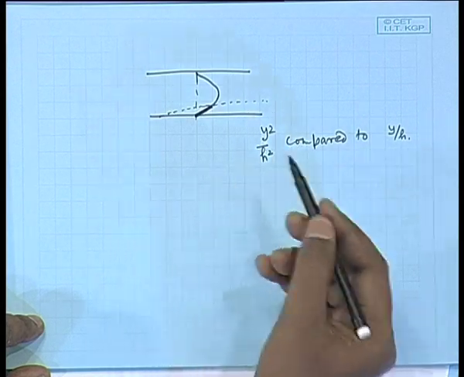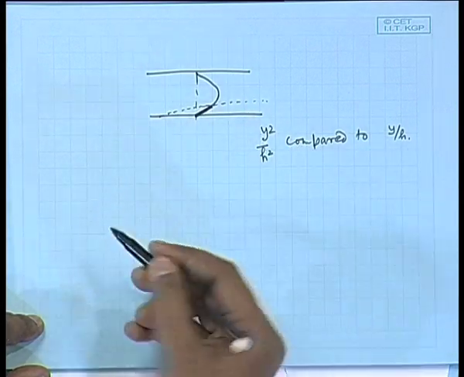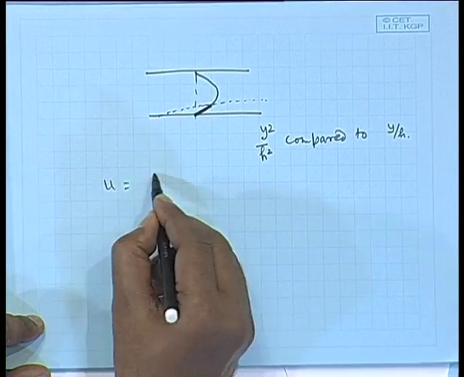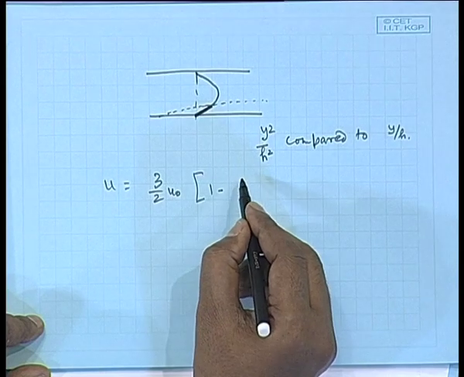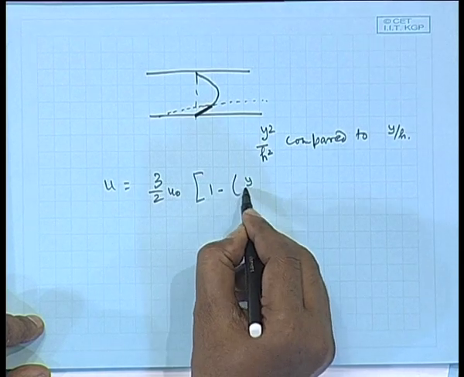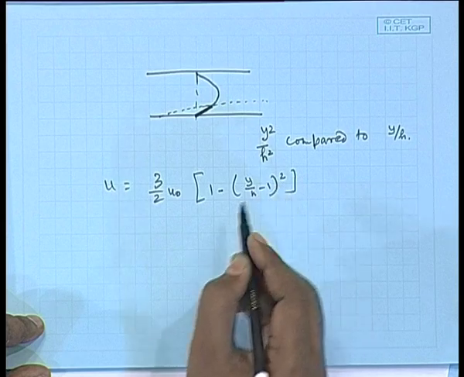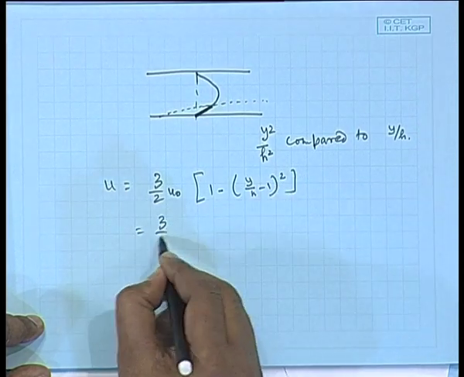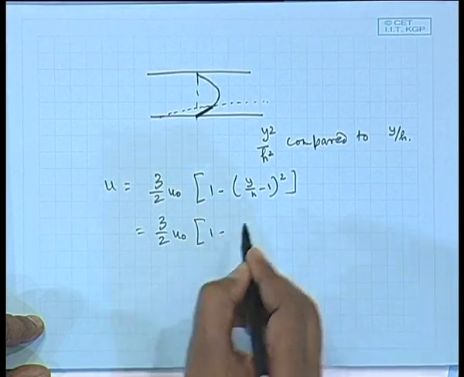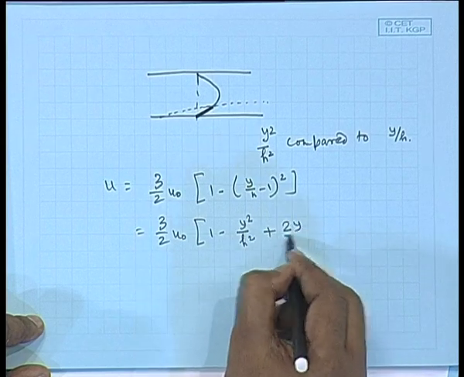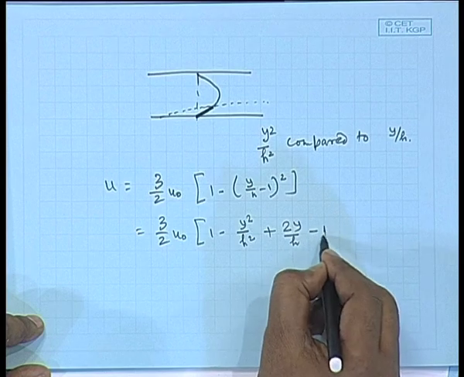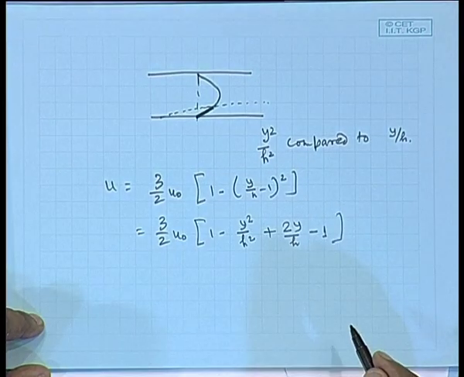Okay. So, if that is the case, now let us look into how it will be simplified. U is equal to 3 by 2 u naught times 1 minus y minus h by h, so it will be y by h minus 1 whole square. Okay. So, it will be 3 by 2 u naught times 1 minus y square by h square plus 2 y by h minus 1. Okay.